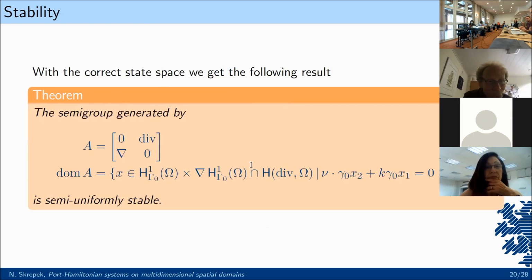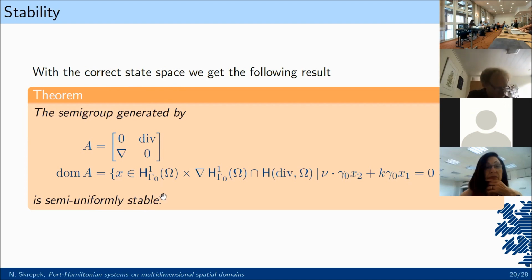And this is actually a corollary of a bigger result, but in the corollary it's easier to see how the proof works. Sorry, I'm way ahead. First of all, we can get the following result: the semigroup that is derived by our feedback system is semi-uniformly stable. One tool to show that is the compact embedding, and I want to show this compact embedding.